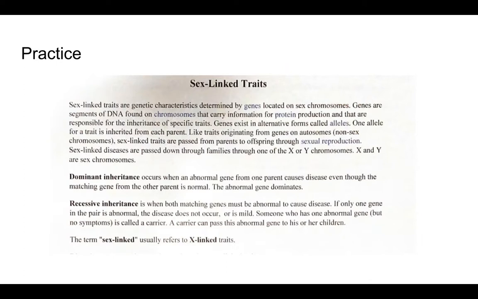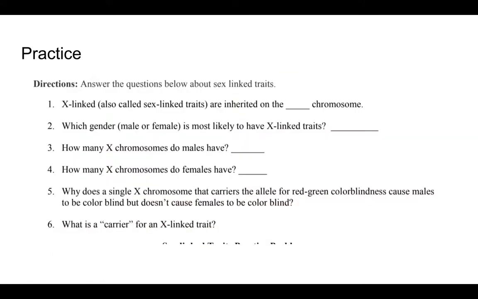So these are traits that are carried only on the X chromosome. If it is an X-linked dominant trait, you have to have 1 dominant allele to show the trait. If it's X-linked recessive, then all of your X's, whether that's 2 X's if you're a female or 1 if you're a male, have to have the recessive allele.